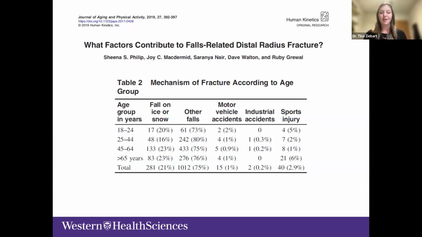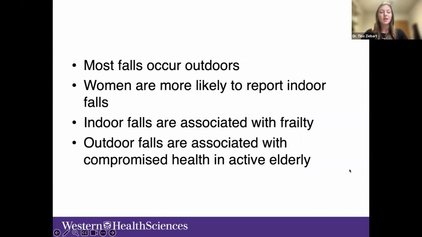And so falls prevention is very important, but it's not just important in an older adult population. It's also important for all adults. So we can see that there's a large proportion of people that are falling and breaking their wrist between the 25 to 44 age group, as well as the 45 to 64 group. So very important to think about falls prevention in all adults.